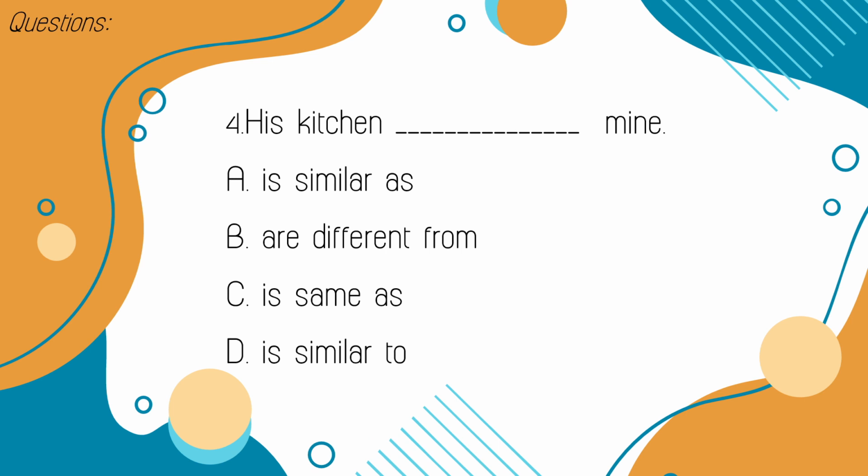His kitchen. Mine. A is similar as. B are different from. C is same as. D is similar to. The answer is D. His kitchen is similar to mine.